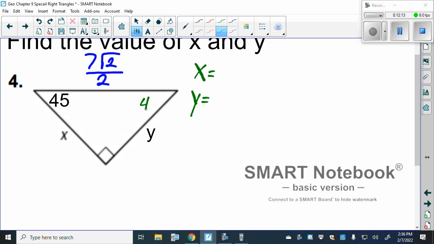So again, we still have another 45, 45, 90. And what side length did they give us? The hypotenuse. They gave us the side opposite 90. Well, to find its length, we're going to take the hypotenuse, which is 7 square root of 2 over 2, and divide it by what? The square root of 2.